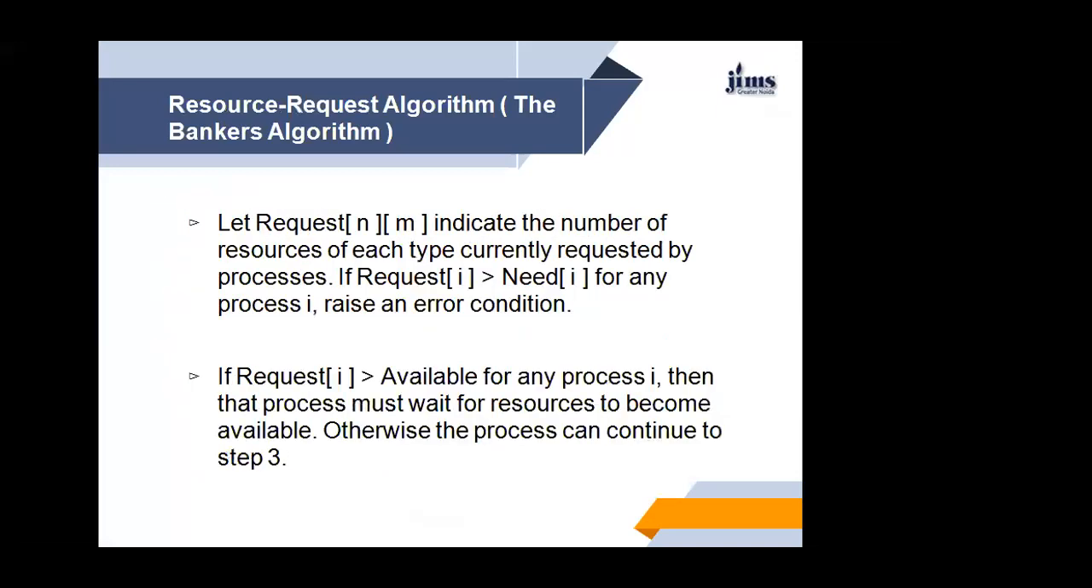The procedure is: if the request is less than or equal to need, then we go to step 2. Otherwise, raise an error. Or you can say, let Request be an N by M matrix indicating the number of resources of each type currently requested by processes. If Request_i is greater than Need_i for any process i, raise an error condition. If Request_i is less than or equal to Need_i, then we can proceed.